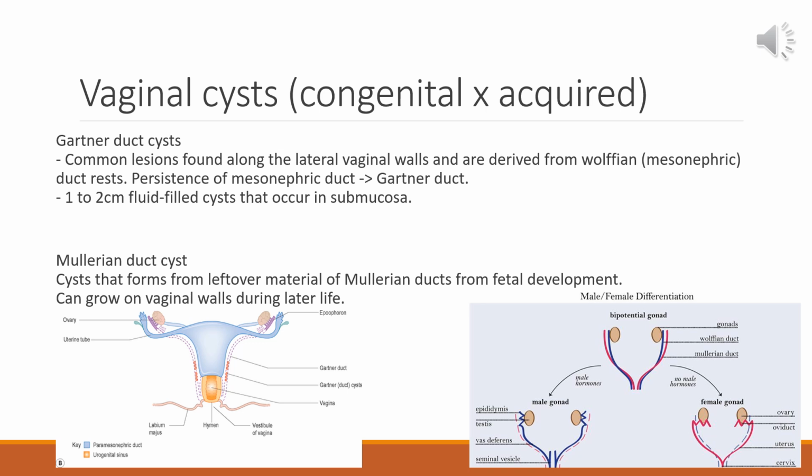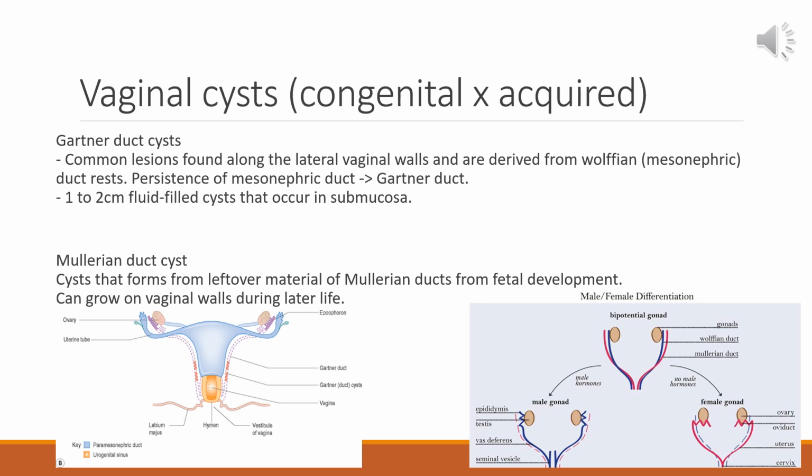Vaginal cysts, congenital cysts. The first thing to mention is the Wolffian and Mullerian ducts give rise to our reproductive tract. They exist in all of us initially in start of embryology, and then one of them regresses while the other one gives rise to the reproductive tract. In women, it is the Mullerian duct which gives rise to the reproductive tract, while the Wolffian duct, also called the mesonephric duct, regresses. If it persists, now we call it Gartner duct.